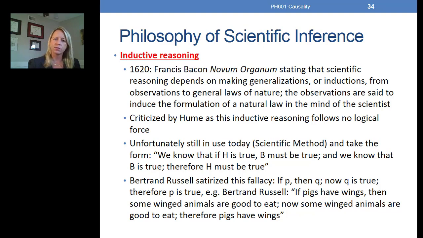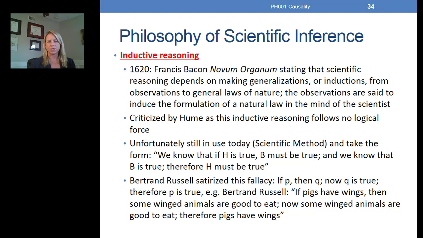So you have what's called inductive reasoning. This is the idea that scientific reasoning depends on making some generalizations or inductions from observations to general laws of nature, and that those observations are said to induce the formulation of the natural law in the mind of that scientist making those inductions.